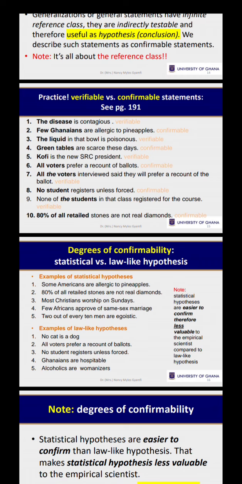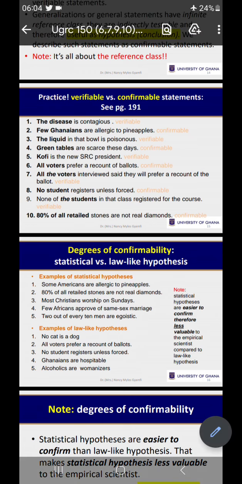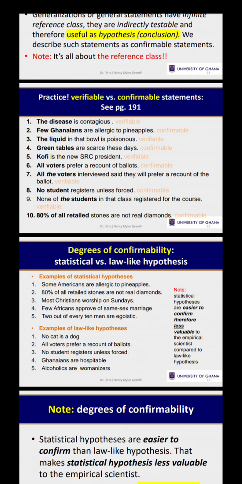So you can continue with whatever statement you have. 20% of Americans speak English. 20% of Nigerians are corrupt. 10% of accountants are caring. We see some things like this. They are all statistical hypotheses. 80% of Nigerians hate Tinubu. It is a statistical hypothesis.